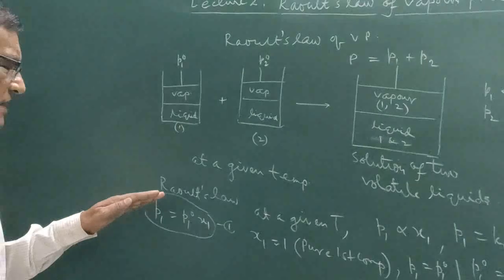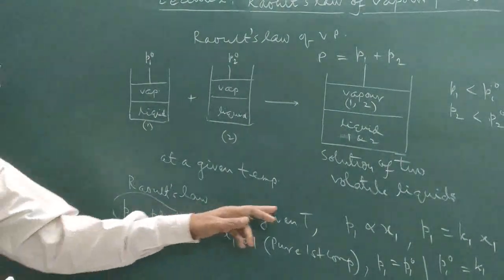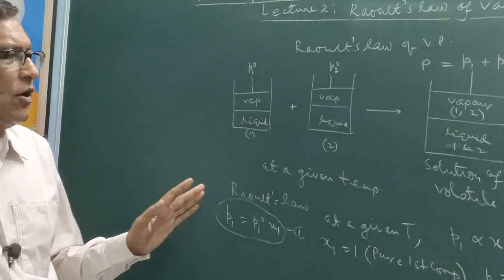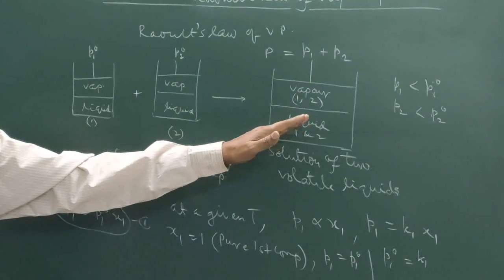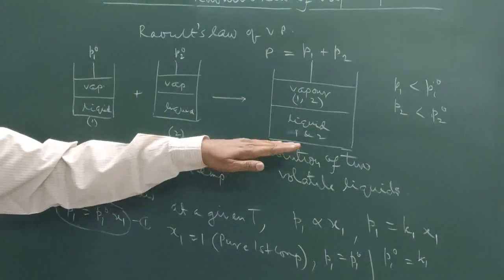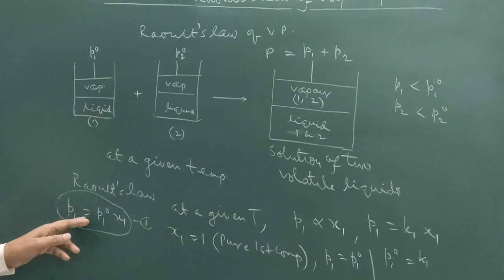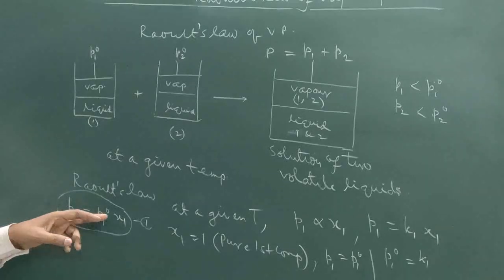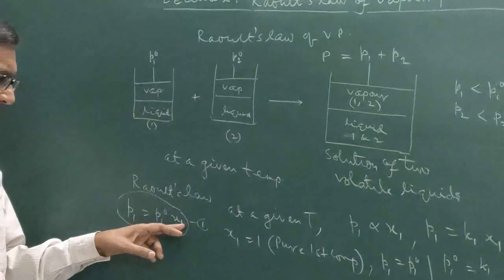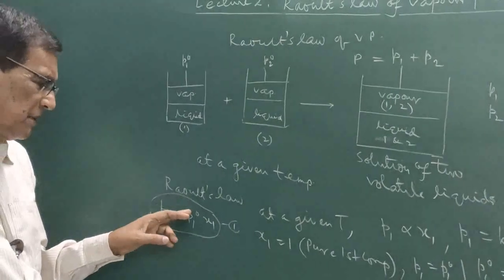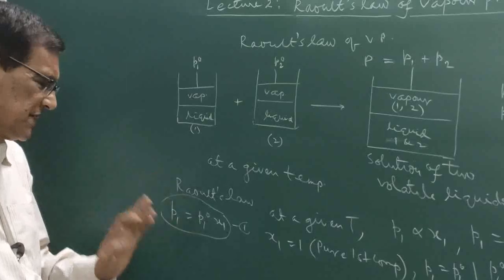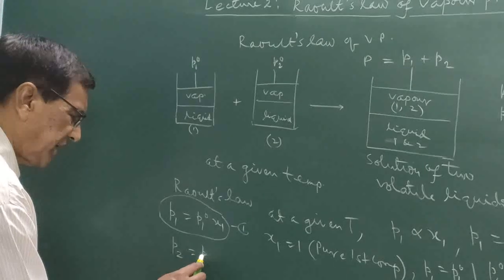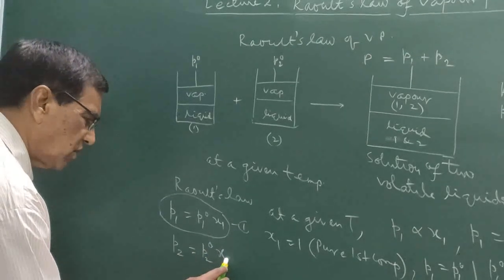So Raoult's law can be stated as, at a given temperature, the partial vapor pressure of a component in a liquid mixture is the product of the mole fraction of that component and the vapor pressure of that component in pure state. Similarly, in this way you can write P2 equals P2 naught into X2.